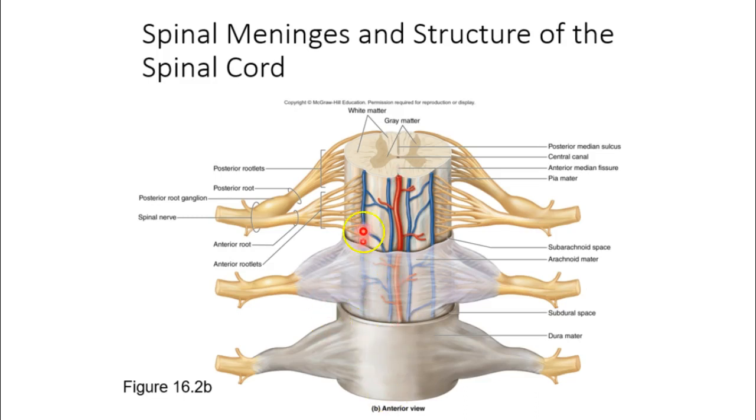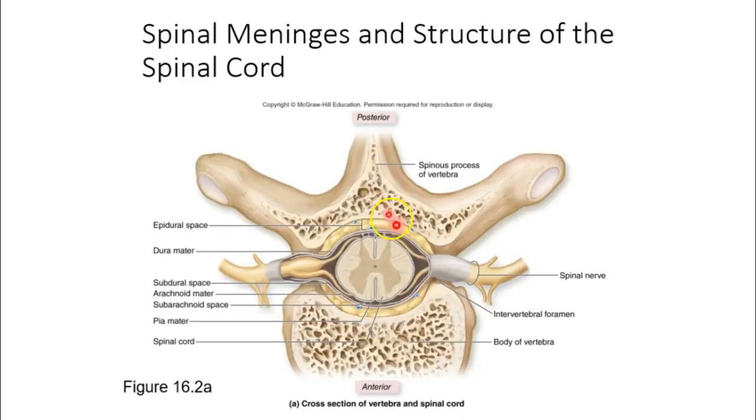So in addition to having the layers of the meninges, you'll have spaces associated with those meninges, really important, clinically significant spaces for you. So here's the dura mater. Superficial to the dura, we call that the epidural space.